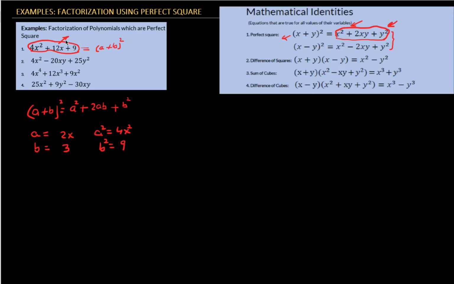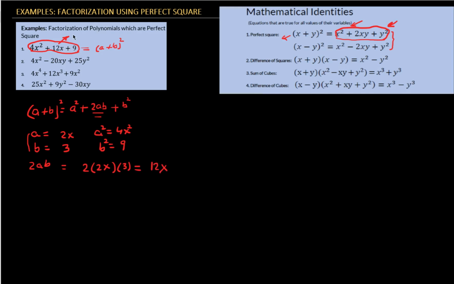Now this is the last part, which is the critical one, because the middle term will decide whether this trinomial is a perfect square or not, because we cannot change this 12x. We just have to check. We have taken a as 2x and b as 3. So what is the value of 2ab? Using this a and b, 2ab equals 2 multiplied by 2x multiplied by 3. 2 into 2, 4 into 3, 12 into x, so 12x.